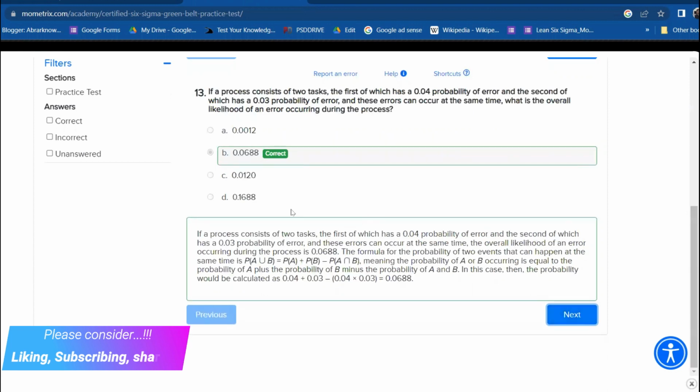So this is also an interesting question. We're talking about two things: the probability of 0.04 and the probability of 0.03. And again, what we have to do is the intersection, the A union B, and this is the formula, and when you apply it, you will get this value.